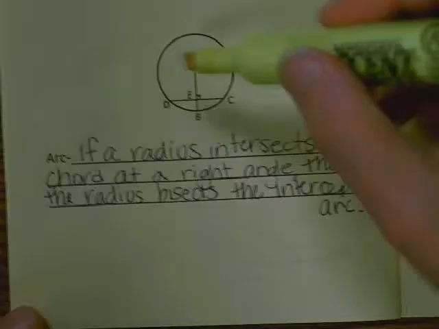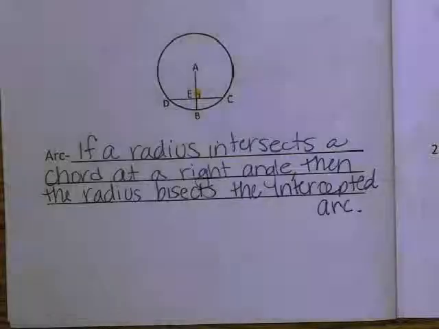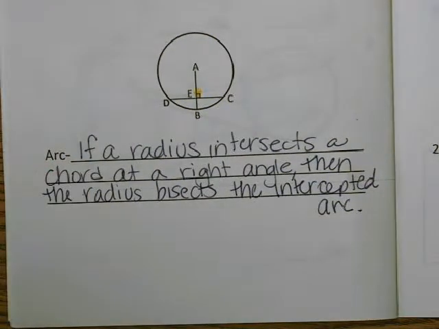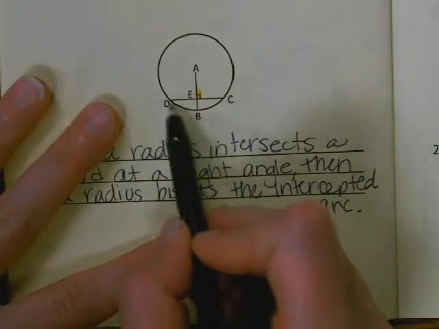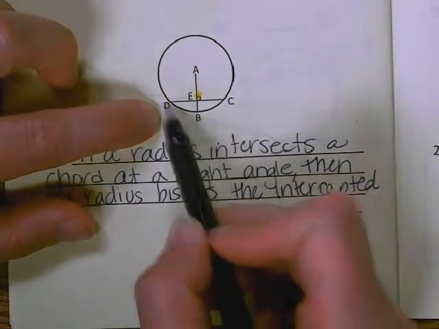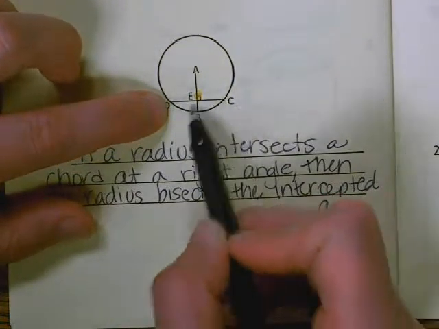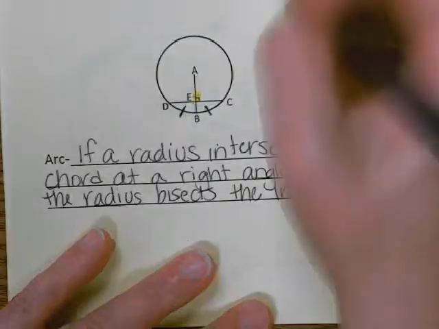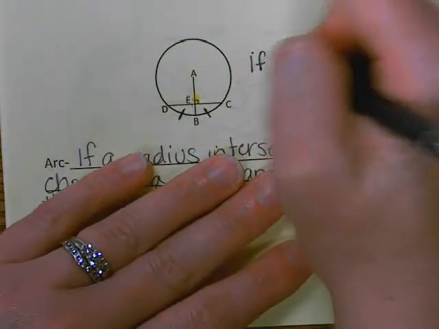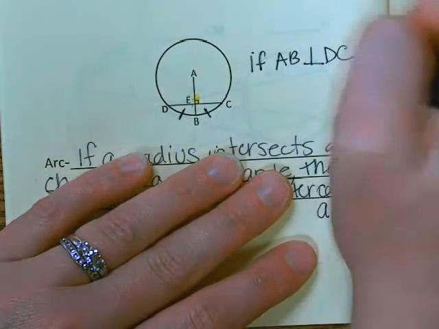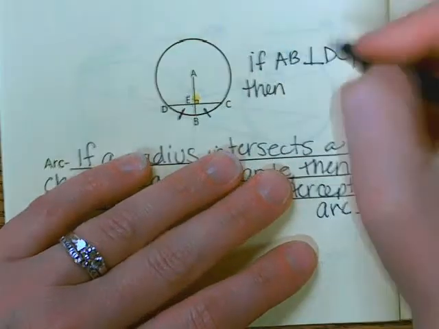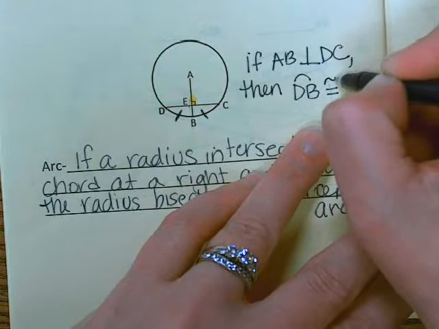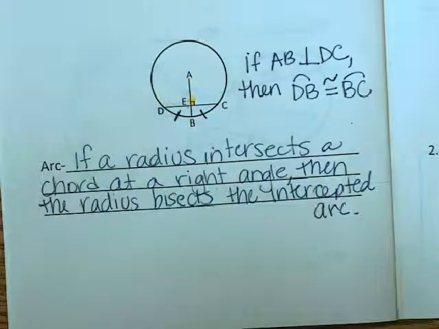So here we are. We have a radius AB. It's perpendicular to chord DC. So what does it do? It bisects this intercepted arc that's intercepted by the chord. So from D all the way to C, the radius cuts it in half. So this piece is congruent to that piece. Okay? So if AB is perpendicular to DC, then arc DB is congruent to arc BC.